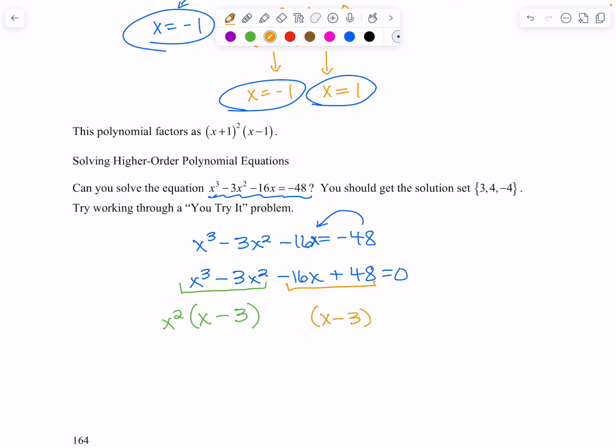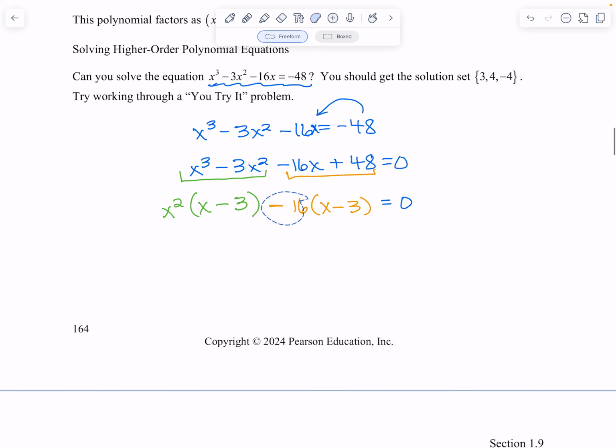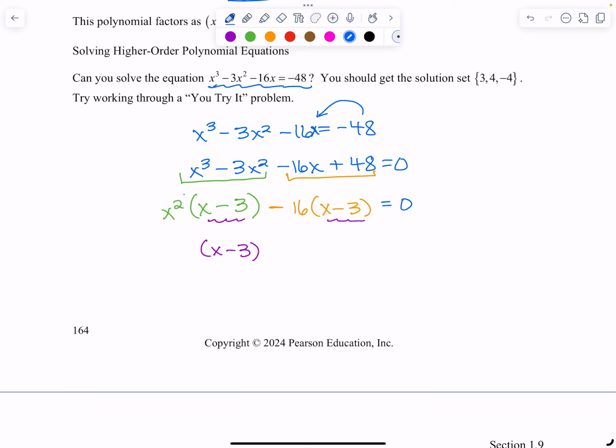So that means if I want to get x minus 3, I need a 16 here. I need a 16 to get 16x, but I also need that negative. Now notice that negative 16 times x gives me negative 16x, and negative 16 times negative 3 gives me a positive 48, so that works out great. All right, so let's see what they guys have in common. Notice they have an x minus 3 in common, and then I'm left with x squared minus 16.